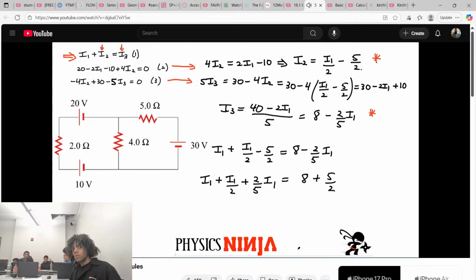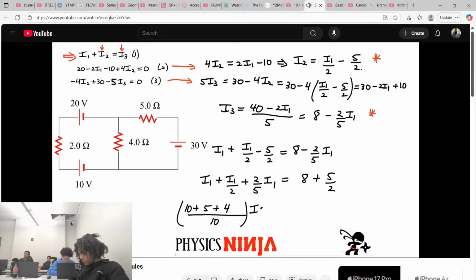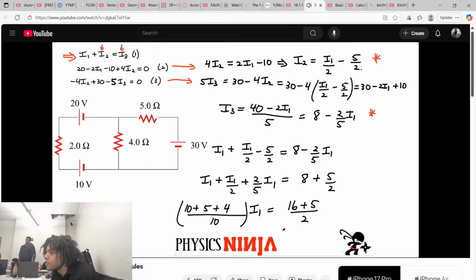All right, at the end, we have to put everything on a common denominator. That kind of helps. I could choose 10 here as a common denominator for this side. And here it means I'm left with 10, plus 5, plus 4. All of this gets multiplied by I1. And here, if I put things on a common denominator, you're going to get 16 plus 5 divided by 2. All right, so nearing the end over here, what do we get? We're going to get 19 over 10 multiplied by I1. And this side here gives me 21 over 2.